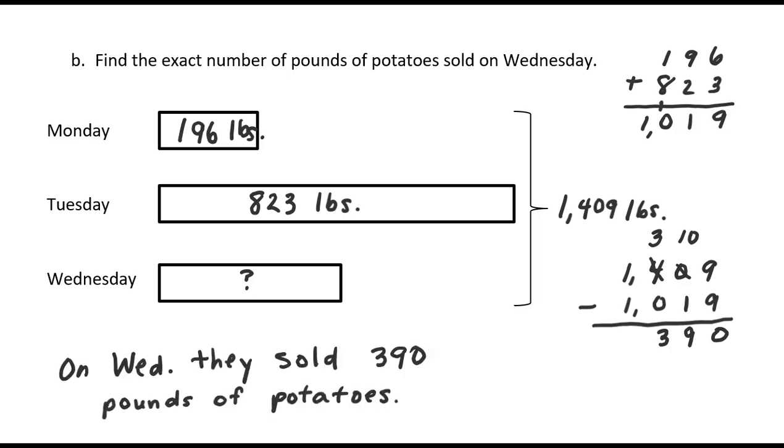And that answer is pretty close to the 400 pounds of potatoes that we estimated using our vertical number line. So we'll continue to use a combination of estimation and tape diagrams to help solve the word problems.